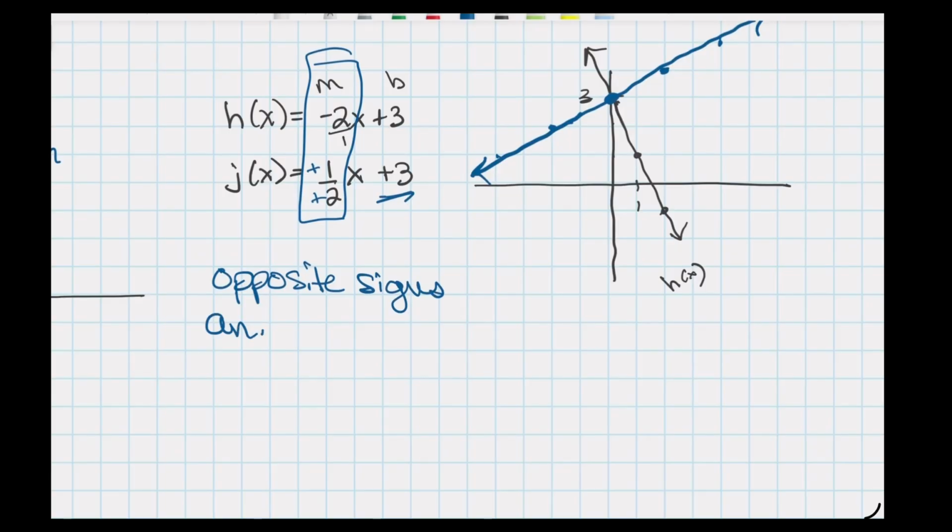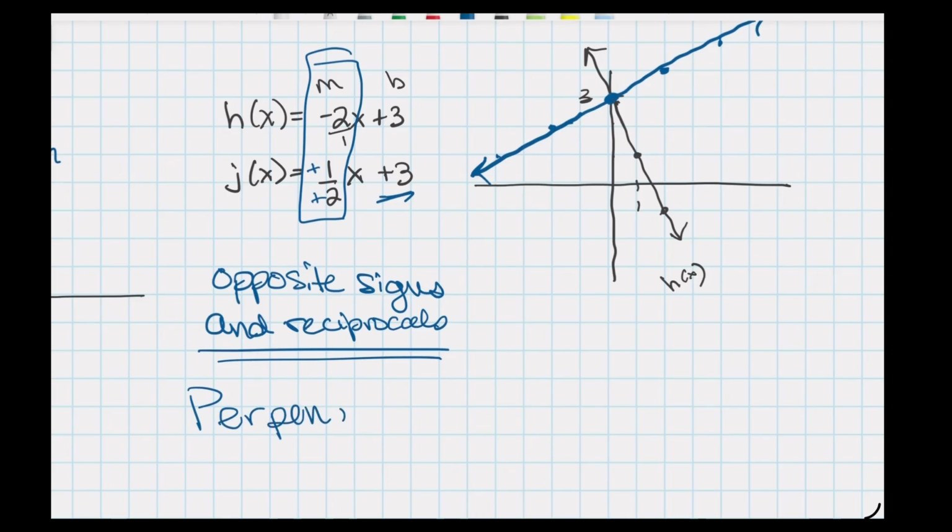And they're reciprocals of each other, which means that they will be perpendicular lines. Perpendicular lines are lines that hit at 90 degrees. Okay? Meaning right there is a 90-degree angle. So if they're opposite reciprocal signs, then it is two perpendicular lines. Okay.